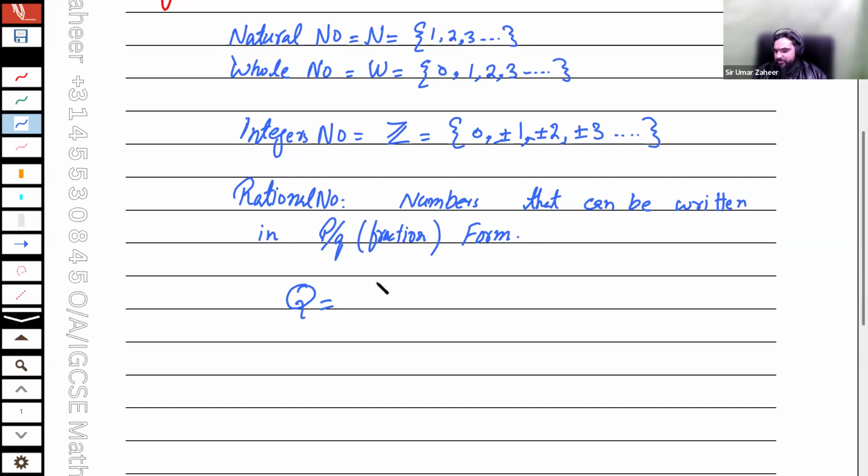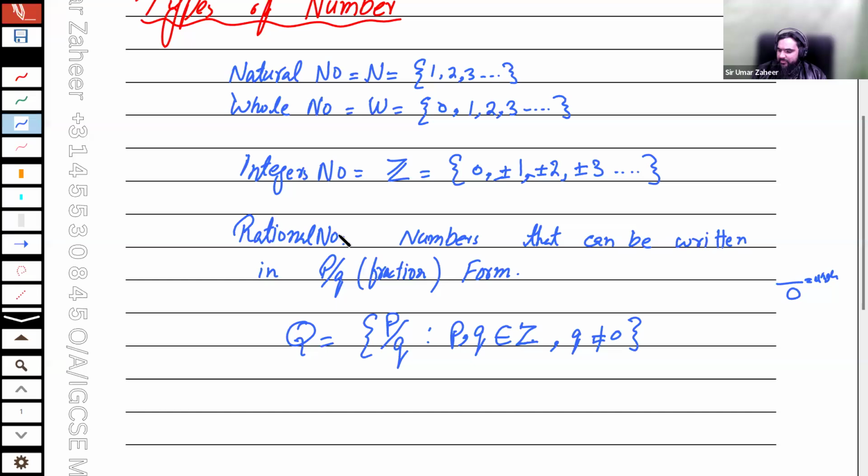These are going to be shown by Q. In the set notation, you can write it as P over Q such that P and Q belong to integers. It can be any integer. P can be 1, minus 1, plus 2, minus 2, plus 3, minus 3, 4. And the denominator can never be 0 because you know that anything divided by 0 is an undefined term. So Q can never be 0.